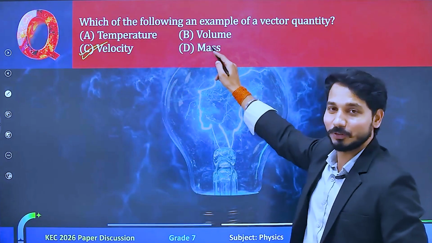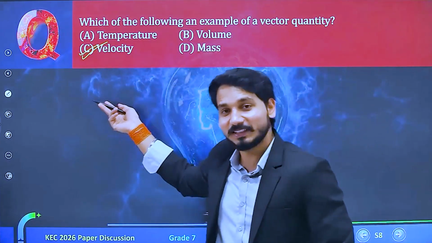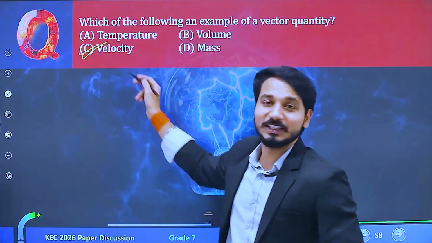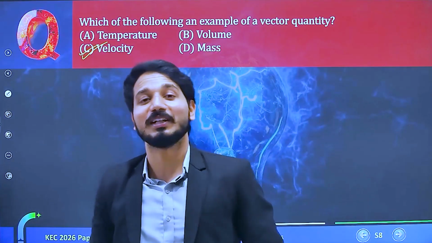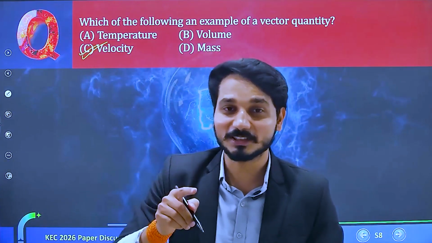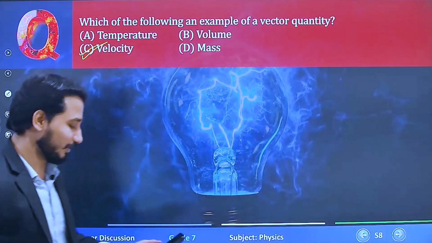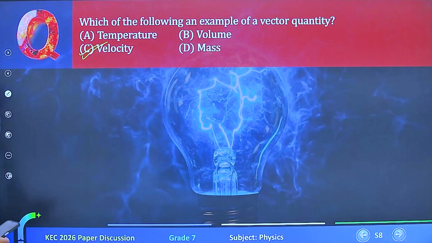Now let's see fourth, mass. Mass is also a scalar quantity. So velocity is the most appropriate answer for this question, and it is correct. So correct answer for this question is option C, velocity. Very good, very good. Right, moving ahead to the next.